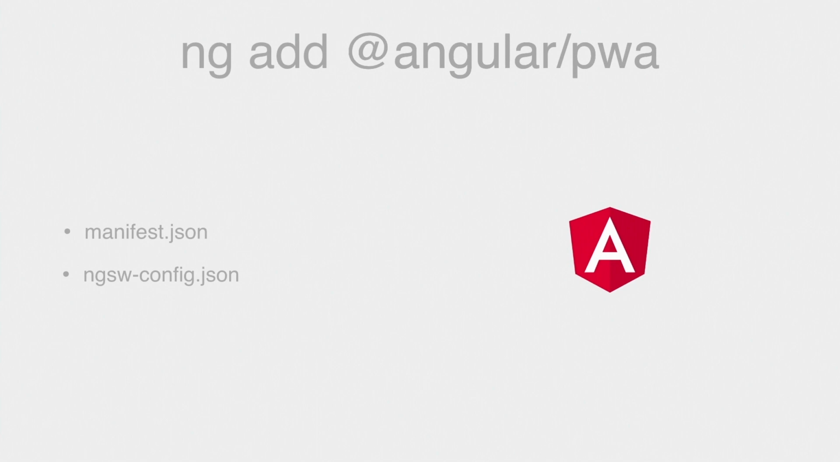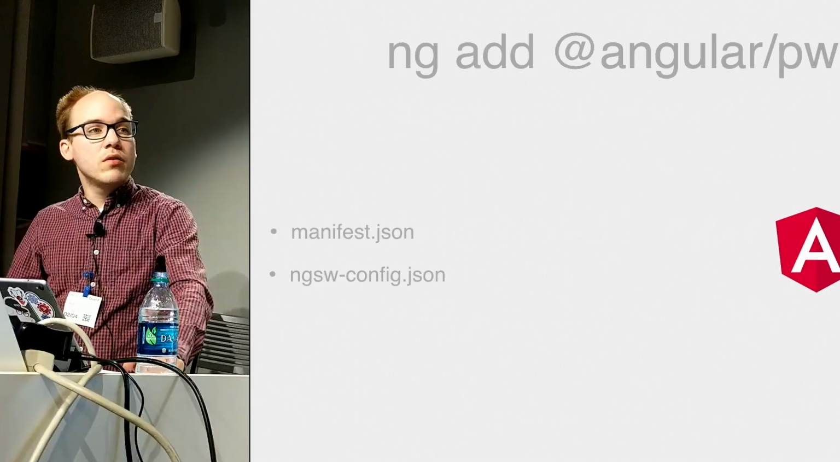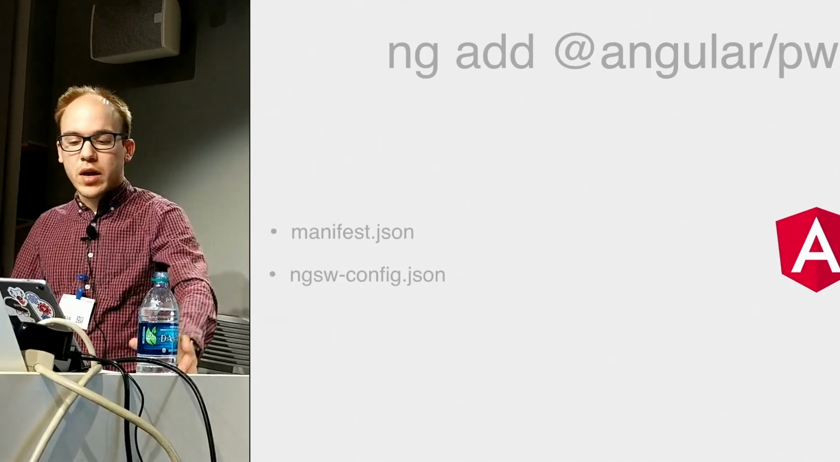With Angular, as I said, we are using schematics, and two files are made for us. The first one is manifest.json, which we are going to cover really soon, and ngsw-config.json, which is a set of instructions for the Angular compiler, how you want to build the service worker JavaScript file, the equivalent of the first snippet from the previous slide.